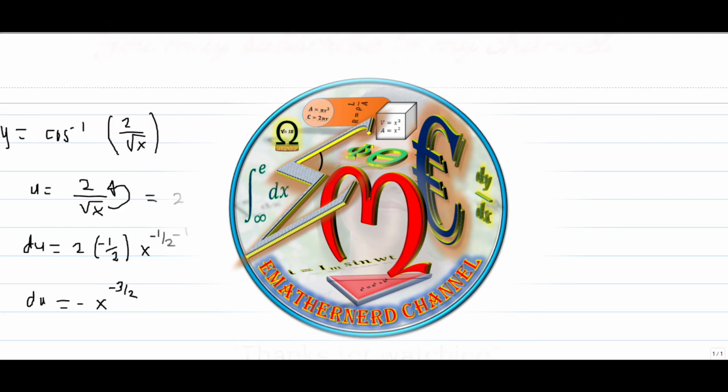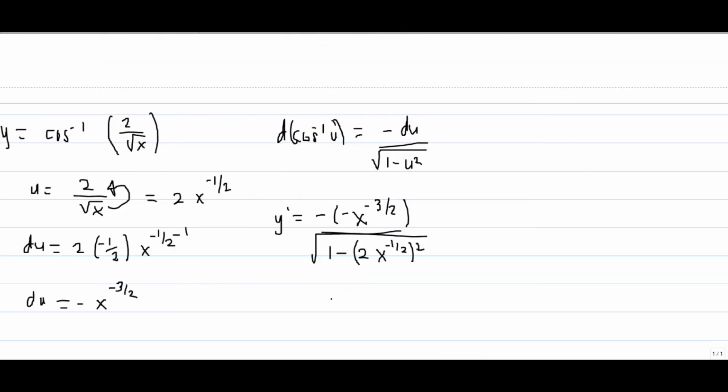Then finalize our answer. So this will become x to the power 3 over 2. So 2 times 2, this is 4, then over x, which is the square root of 1 minus 4 over x.